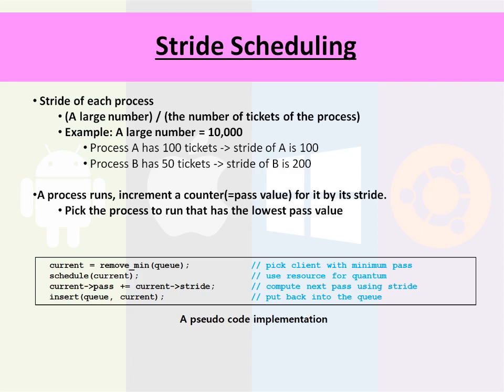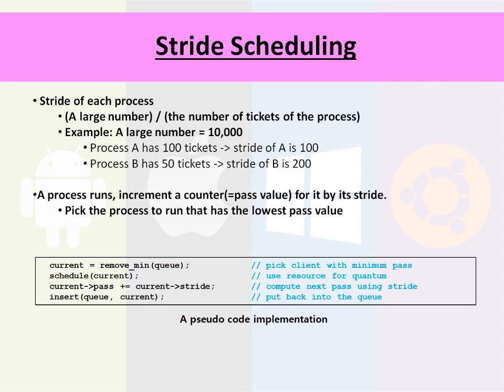And this is basically we take some large number and we divide it by the number of tickets of that process. So this large number will be defined beforehand, and an example would be equal to 10,000 for the large number, and then we calculate the stride for each process. So for example, process A has 100 tickets, so therefore the stride of A is 100, because it's 10,000 divided by 100. And process B has 50 tickets, so its stride is 200. So here you can see that processes with more tickets have a smaller stride.